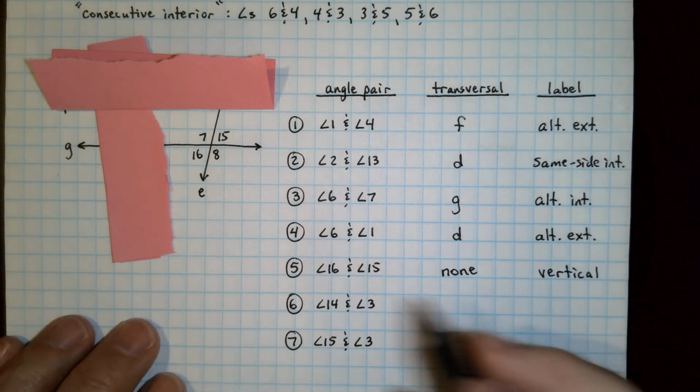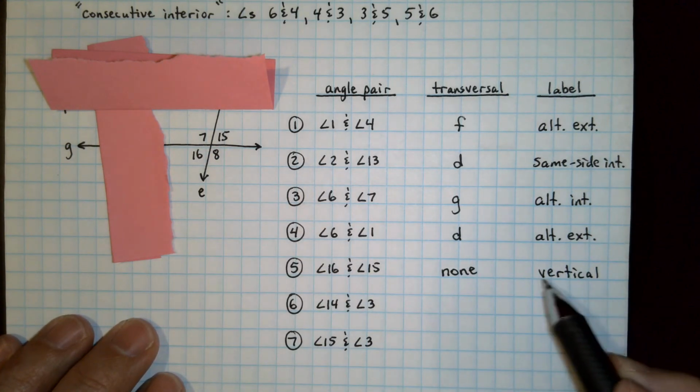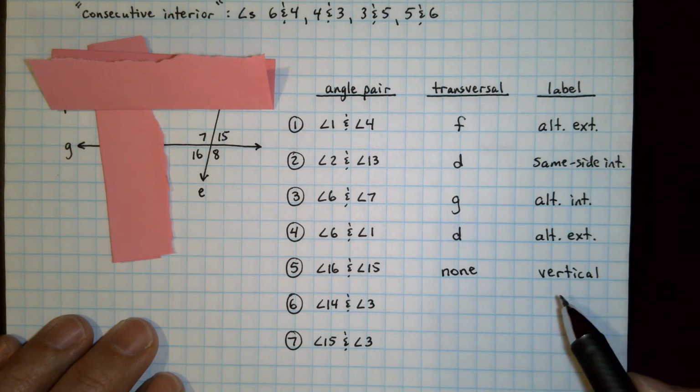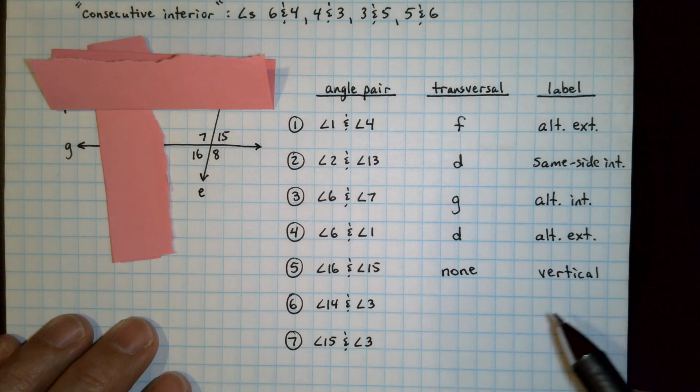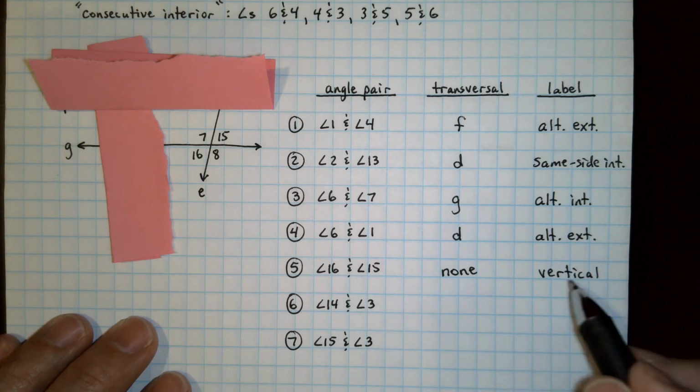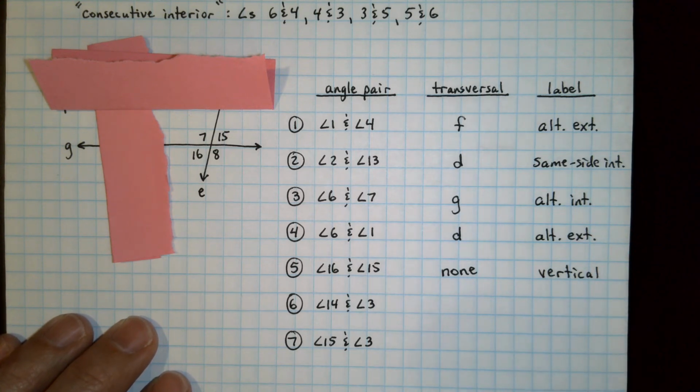If it had been 16 and 7, we would have said linear pair over here. Sometimes those are not given as options in some of your sets of instructions. If that happens, then you would have to put none over here if it's not an option.